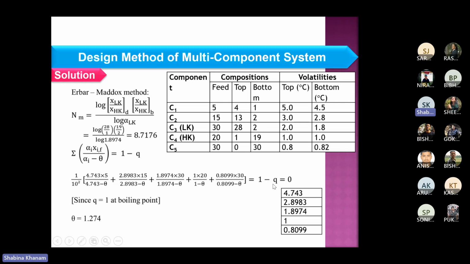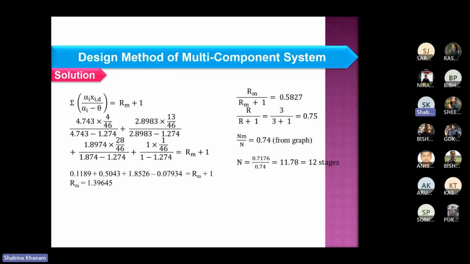So we will have 5 different values of theta, and when you solve this equation directly in a calculator, you can find out the theta value as 1.274. The other values are also there, but you will choose this value as it is lying between the relative volatility of light key and heavy key, right? So in that way you can find out theta. Once you have this theta value, you can find out the rm, expanding this particular term.